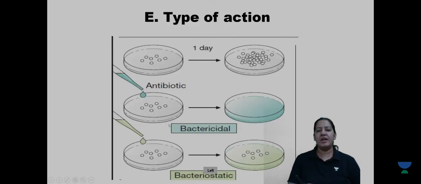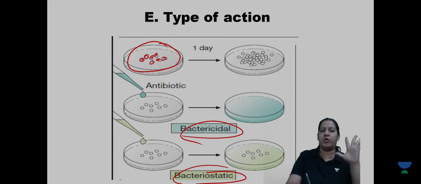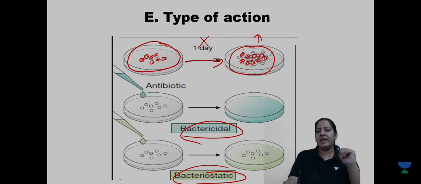Based on their type of action, there are two types, bactericidal and bacteriostatic. What do you mean by bactericidal and bacteriostatic? See, this is a growth plate, and you can see how many colonies are there. 1, 2, 3, 4, 5, 6, 7. I can find a few colonies. If I give no antibiotic, nothing is given, they will grow, and you see the colony number is increasing abruptly. The bacteria are dividing, and they increase abruptly.